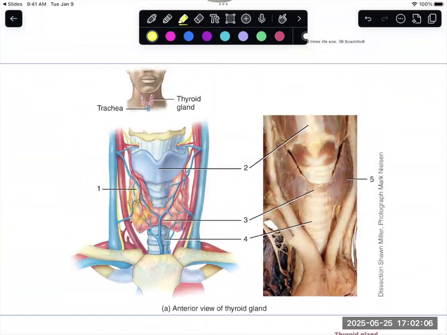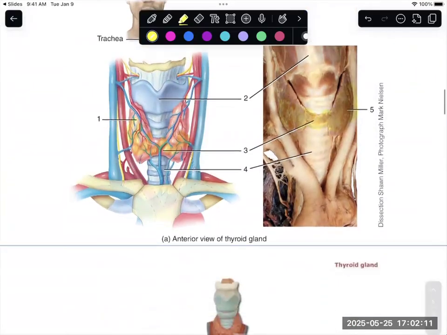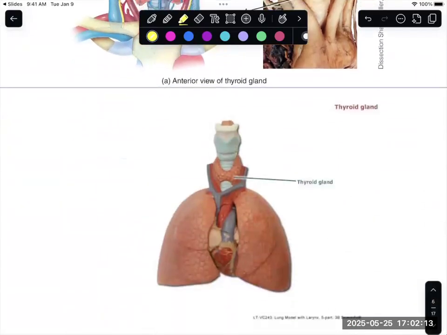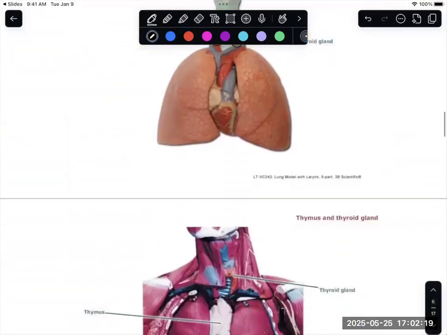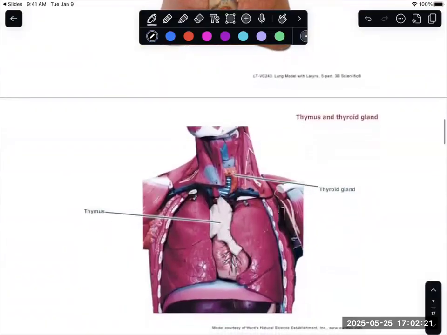So here's that thyroid gland. Here's a thyroid gland here on a cadaver. Here's a thyroid gland sitting on a model here. You can see how it kind of fits in with everything going on around it. Here's that thyroid gland again.